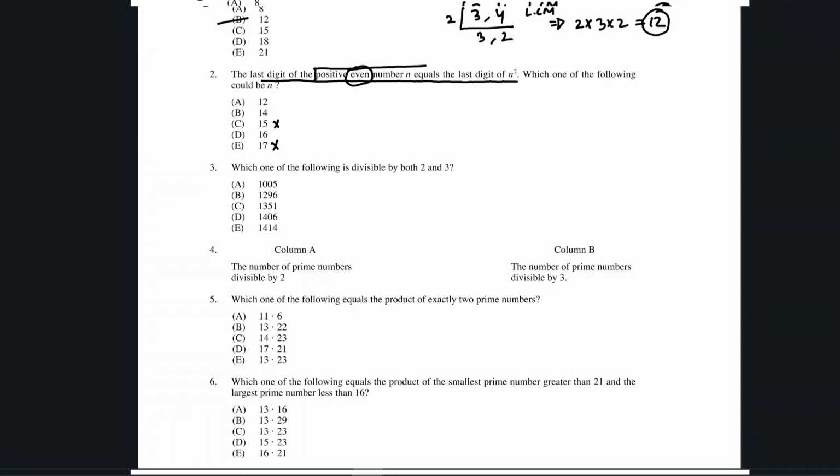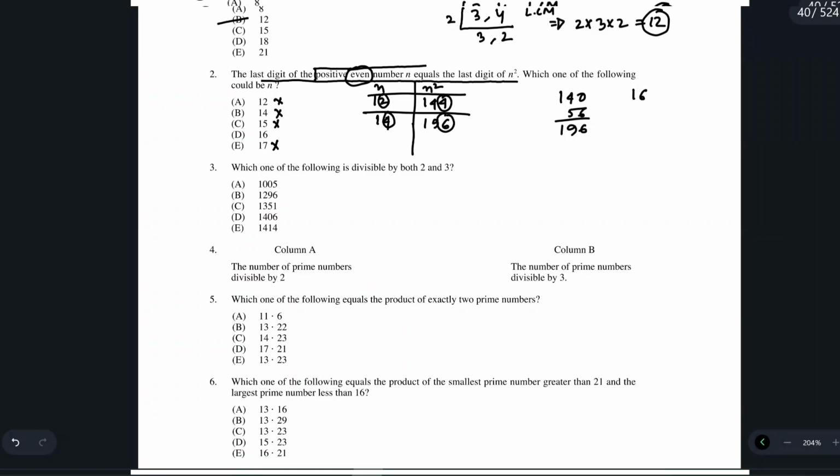Now let's try with each of the options. So for 12, if n is 12 and we take n squared, 12 squared is 144. The last digit is not the same, so 12 is not an option. Let's try with 14. The square of 14 is 140 plus 4 times 14, which is 56. Then the square of 14 will be 196. So the last digit doesn't match. So 14 is not an option. Let's try with 16: 160, and then 6 times 16, which is 96. So 16 squared is 256.